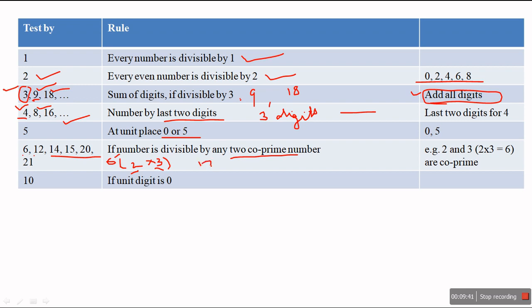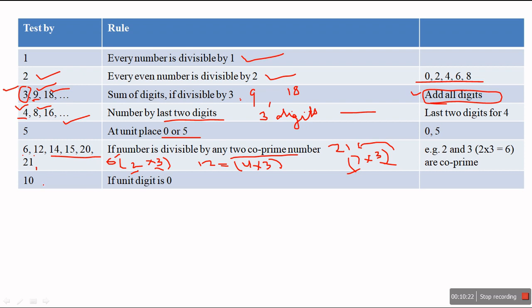Similarly, for 12, we search for two coprimes. 4 threes are 12. If a number is divisible by 4 and divisible by 3, the total number will be divisible by 12. And HCF between 4 and 3 is 1. So in this series, we have numbers. We need to search only for coprimes. For example, 21. 7 threes are 21. Okay. 7, and HCF between 7 and 3 is 1. So if a number is divisible by 3 and divisible by 7, the total number will be divisible by 21.